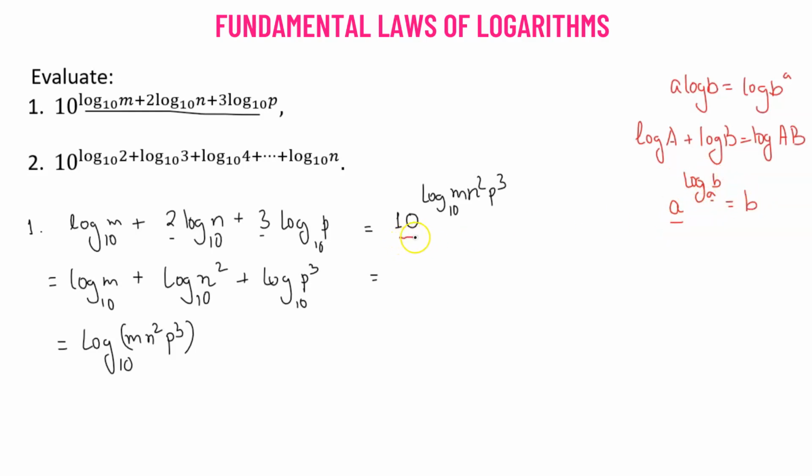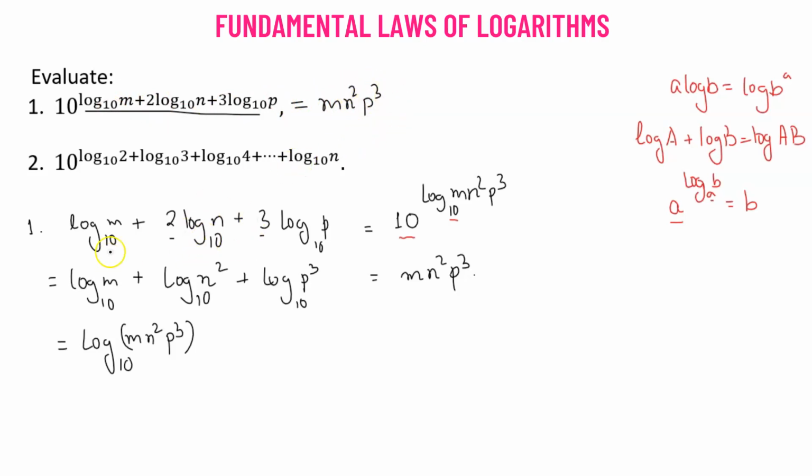Here we have the base of the exponent as 10 and the base of the logarithm as 10. So that means the expression will reduce to m times n squared p cubed. This is going to be the value of the given expression, m n squared p cubed.